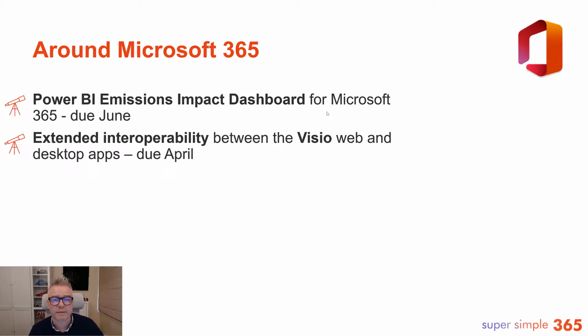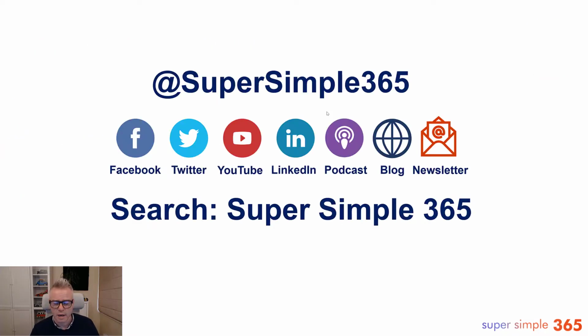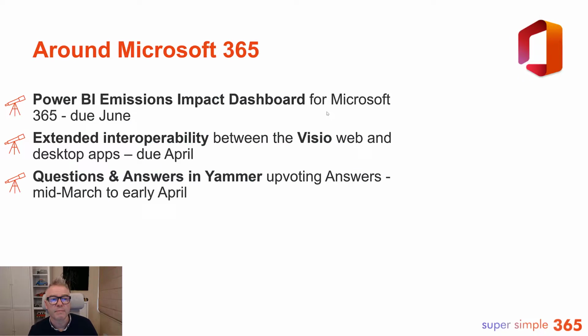Okay, so you get an extended interoperability between Visio, the web version, and desktop apps. This is probably a bit more important now, I think it's maybe 3 months ago that I talked about Visio being included in Microsoft 365, the web version. So they're leveling up the two versions a little bit. Look out for that in April. Questions and answers in Yammer. The ability to upvote answers is coming, mid-March to early April.